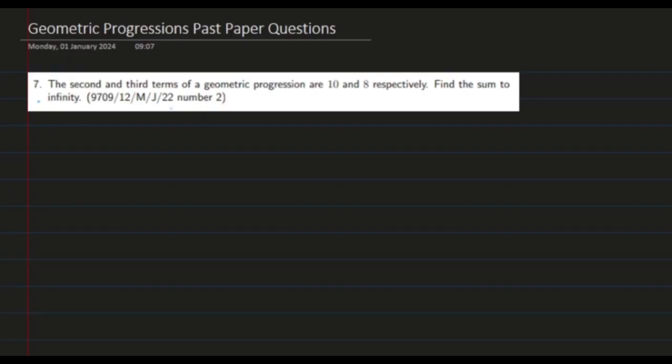In this video, we'll be solving past paper questions on geometric progressions. Number 7. The second and third terms of a GP are 10 and 8 respectively. Find the sum to infinity.